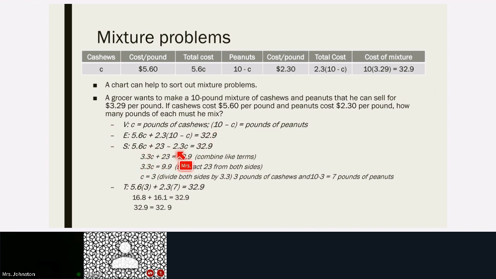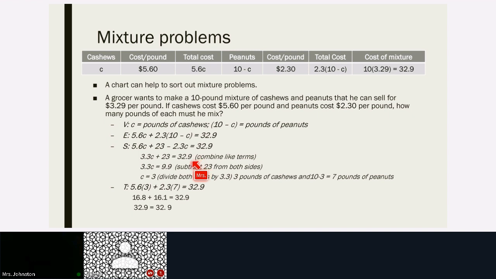Now I'm going to combine some like terms. First I forgot to do the distributive property. 2.3 times 10 is 23. 2.3 times C is 2.3C. Now I can combine like terms because I have no parentheses left. 5.6 minus 2.3 is 3.3C. My 23 comes down and my 32.9 comes down.